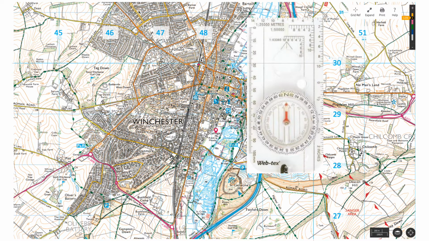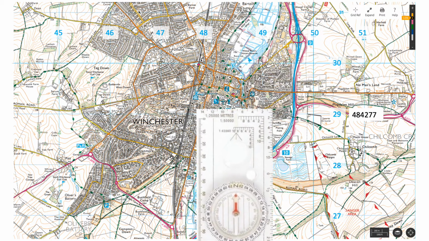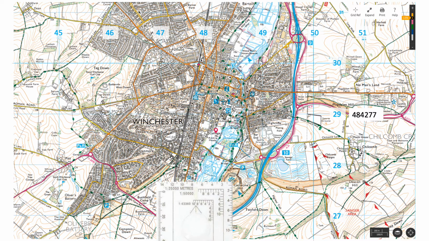502309. Now, another way we can use the compass is to find things on the map where people have given us a six-figure grid reference. So let's just say, as an example, someone's given us a six-figure grid reference 484277. First of all, we need to find the large square on the map indicated by the 48 and the 27. We then line the numbers on the compass up with these bounding lines, the 48 and the 27, and then the top right-hand corner of the compass will be right on top of the map feature that the person's trying to talk to us about, in this case the summit of St. Catherine's Hill.